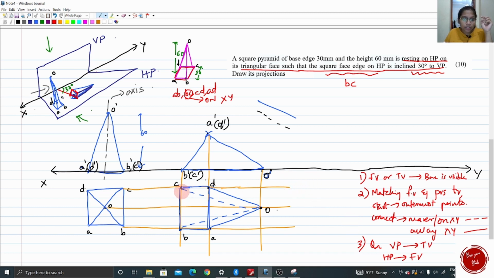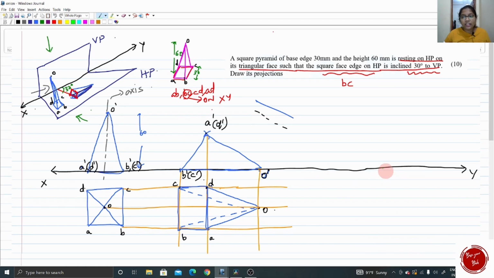So let us draw this BC 30 degrees inclined to XY. You can take 30 degrees towards the left or towards the right. Let's see which to choose. See, in this line only you have the CB edge, isn't it?